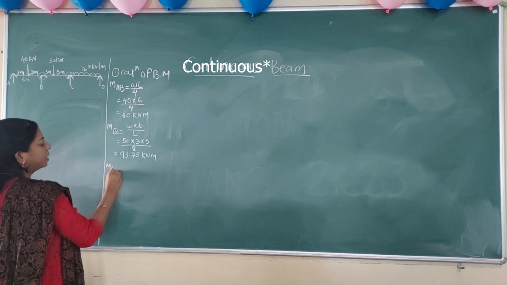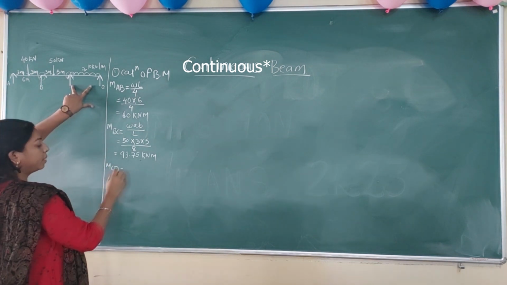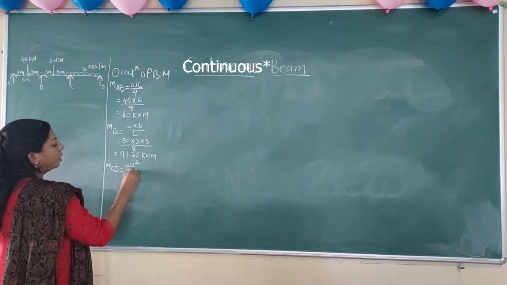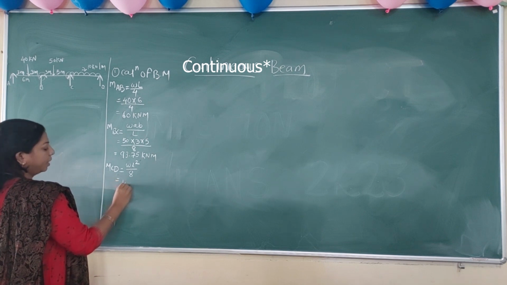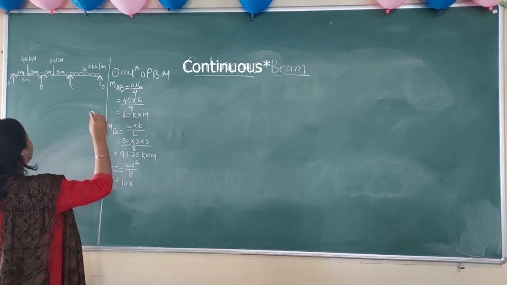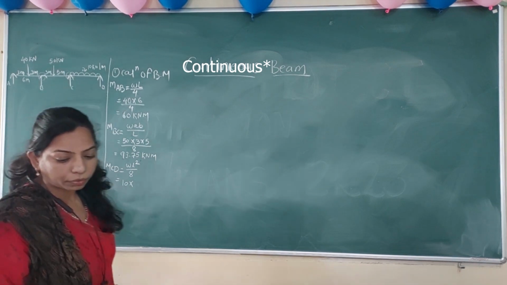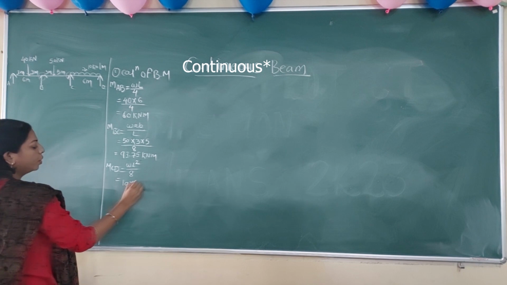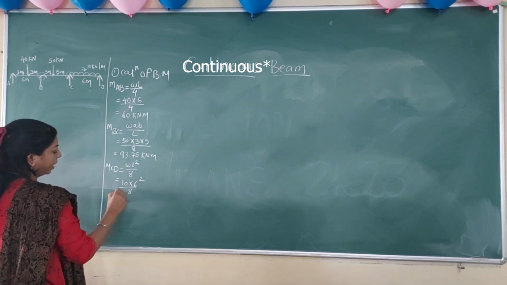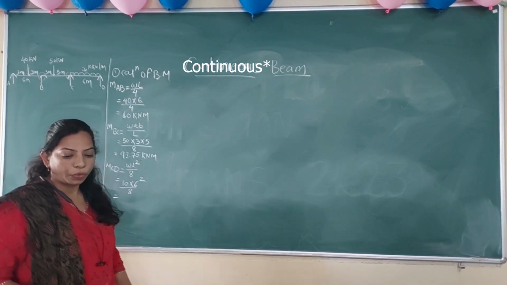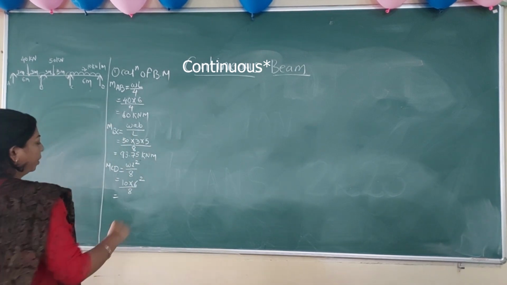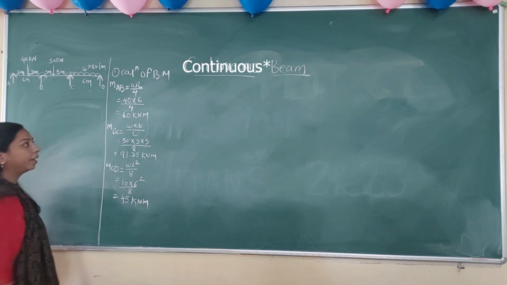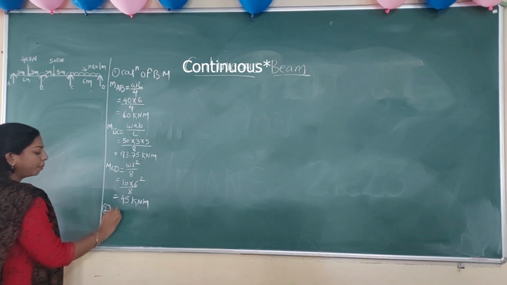Moment for CD. CD is subjected to UDL. So maximum bending moment for UDL is WL square upon 8. W is 10, and this span is 6 meter. So 10 into 6 square divided by 8. By calculating this, we get the answer 45 kilonewton meter.